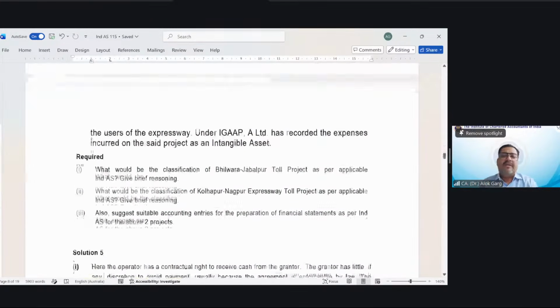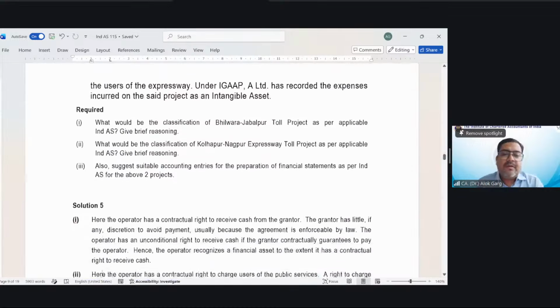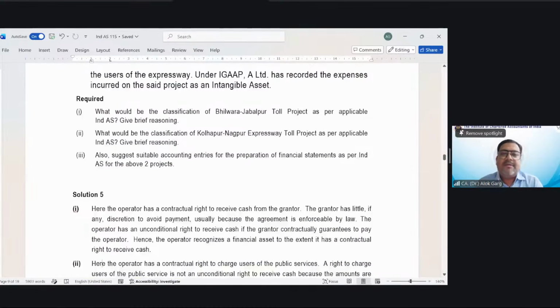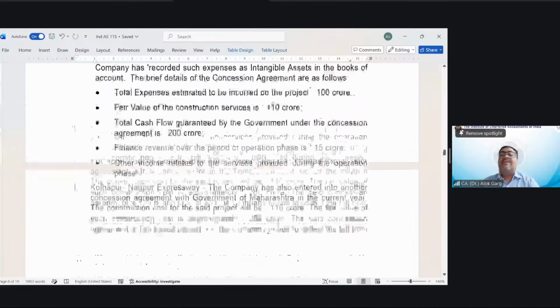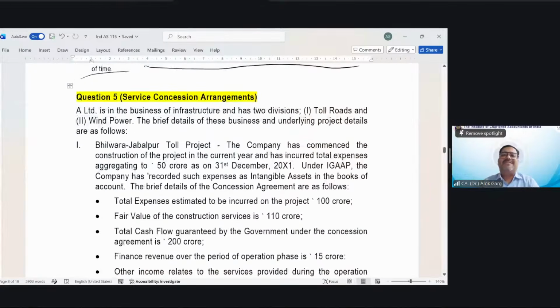Now let me talk about service concession arrangement. Yes, service concession arrangement. Again, it is coming in the appendix of Ind AS 115. This service concession arrangement is a very important concept, my dear friends. What is a service concession arrangement, first of all? Are you aware about the service concession arrangement? Any one of you?